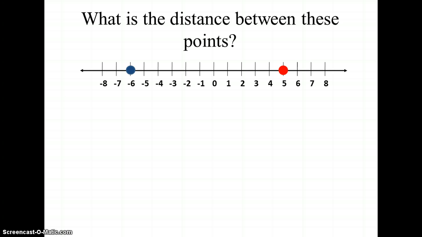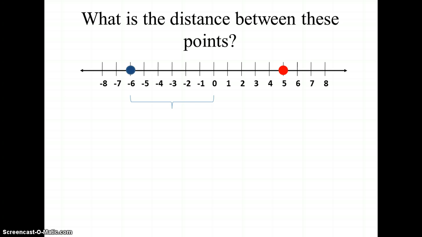But what if I have points on opposite sides of 0? Well, to do this, I could simply start off by counting 1, 2, 3, 4, 5, 6, 7, 8, 9, 10, 11. I can see that there are 11 spaces or units between -6 and 5. So that's the distance.